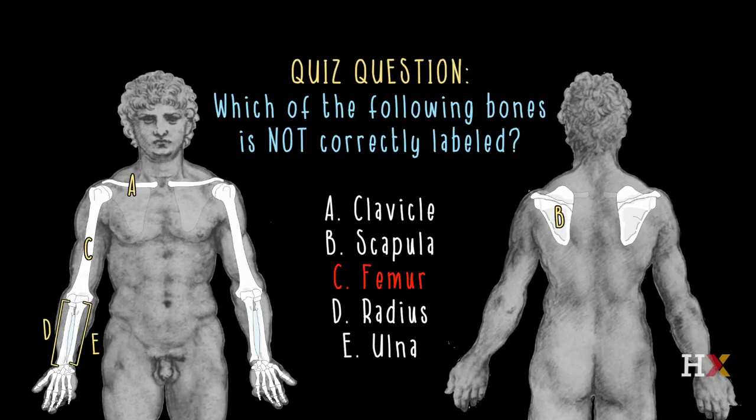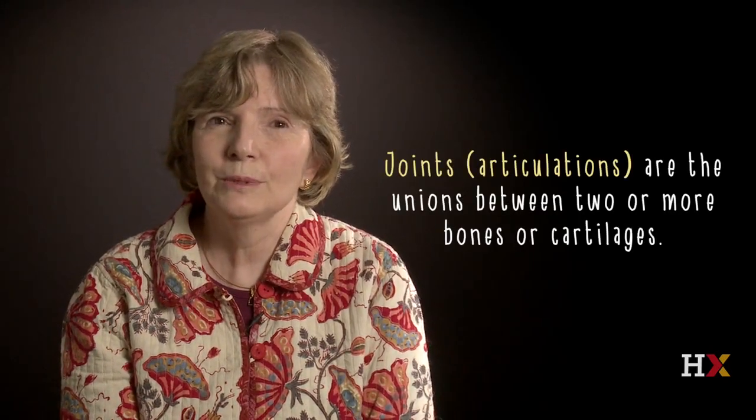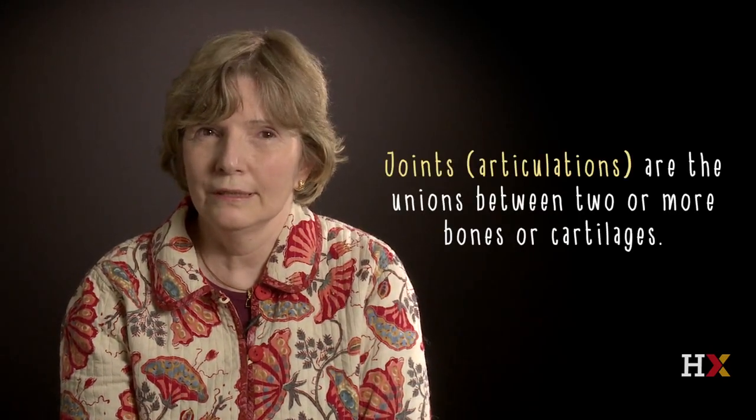And the answer is C is incorrectly labeled. So the bone of the brachium, the single bone of the brachium, is the humerus. The femur is the single bone of the thigh. Joints are defined as the unions between two or more bones or cartilages.